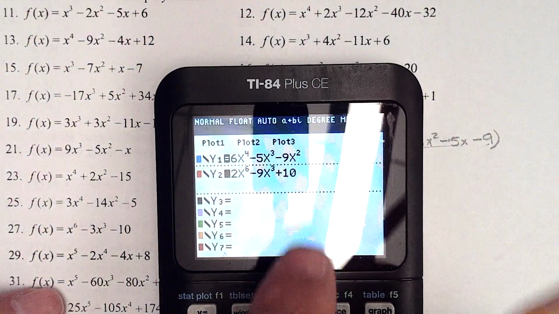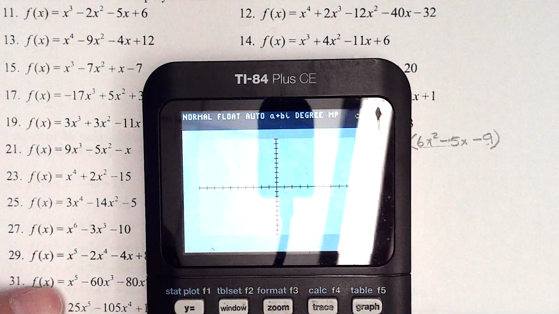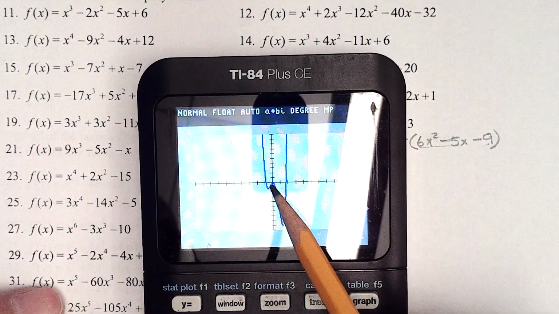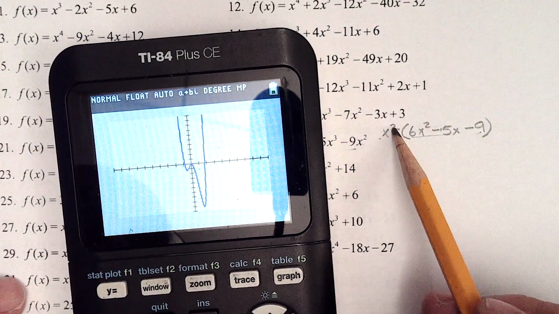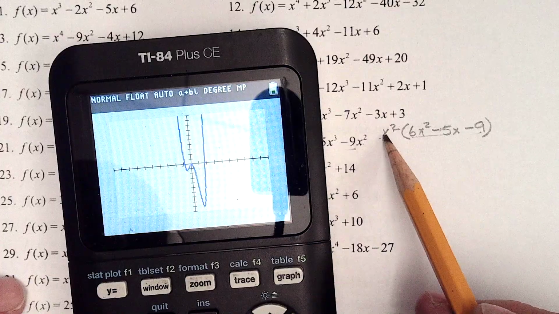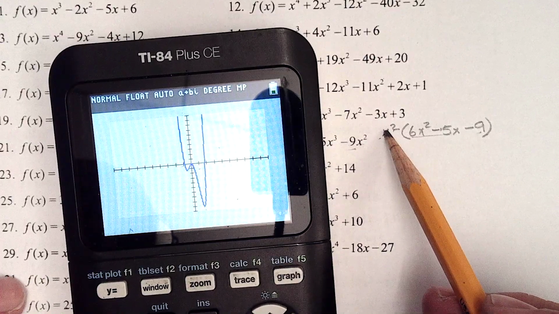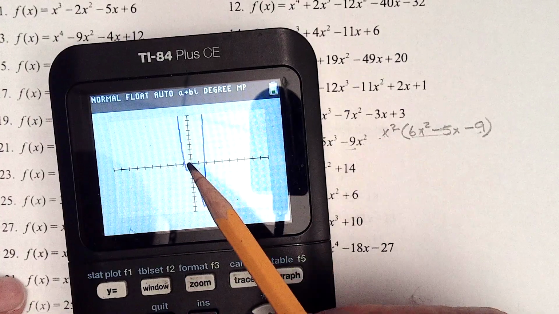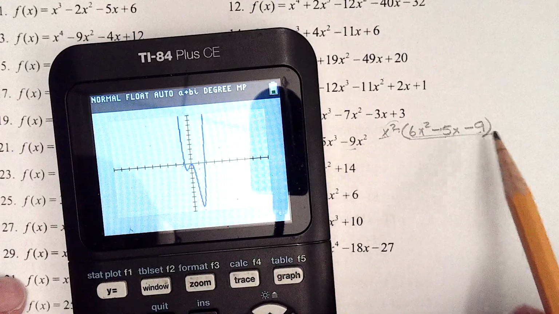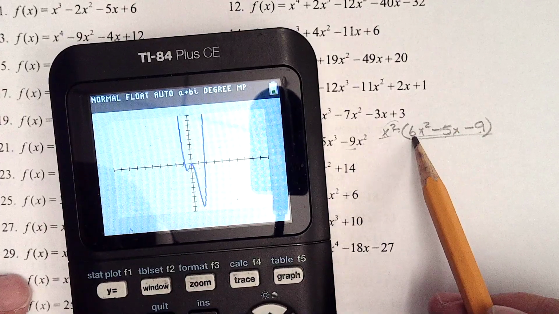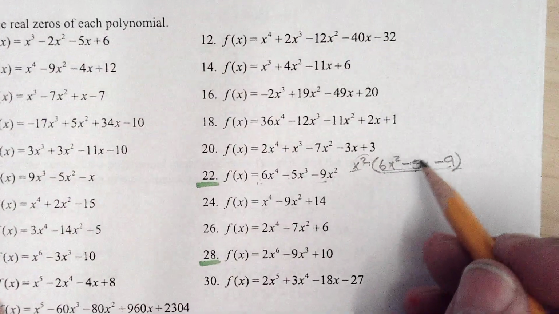Now, before I do that, I've typed it in y1, so I'm going to go zoom 6, and I'll see that it bounced at 0, so x squared would cause it to be 0 at 0. It would be an x-intercept at 0, and it's a bounce, so it's squared. So it's telling me to factor out the x squared. The rest, I don't know that it does factor. So I'll just go right straight to the quadratic formula.